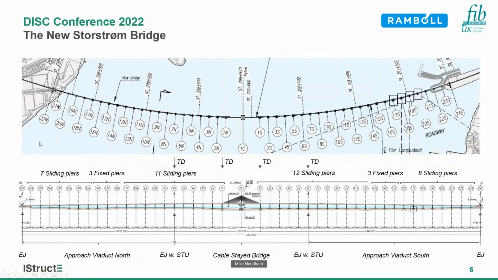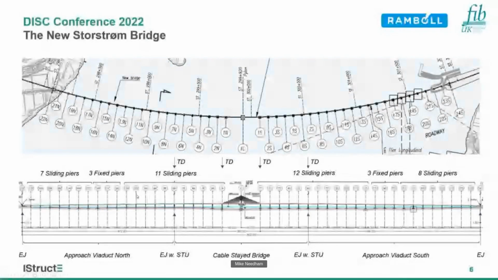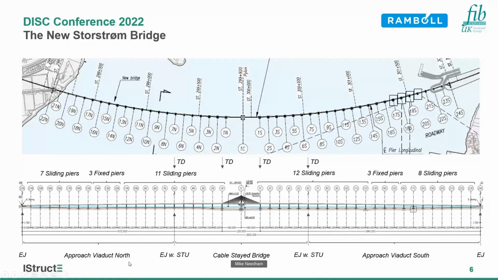So this shows you a plan and elevation view of the bridge. As you can see, there's a curved alignment stretching over the sea channel. There are 3 main viaduct sections separated by expansion joints. So you have an approach viaduct on the north, then an expansion joint, main cable stayed bridge section in the middle, another expansion joint, approach viaduct on the south.